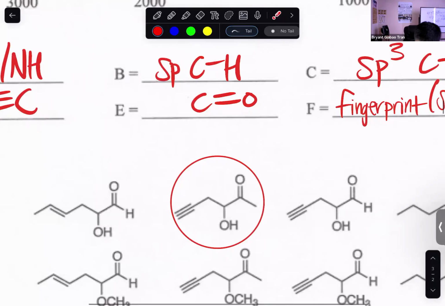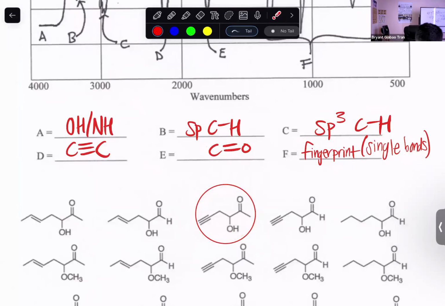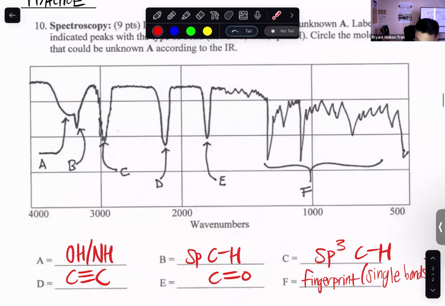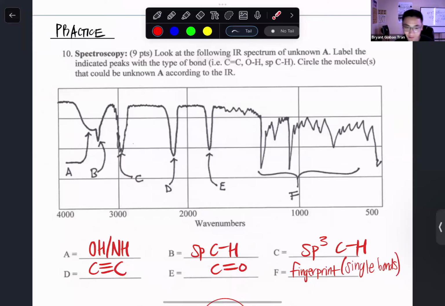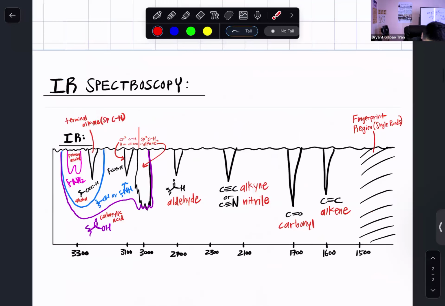So this structure here is the correct answer because we do have a C triple bond C right here, which is the alkyne. When you first do this practice, it's going to take time to refer back to the chart every single time. A right here is showing this broad peak, and that broad peak, if you look at the chart, is this broad peak in blue that I drew, which represents the alcohol or secondary amine, the NH. The more practice you do, the quicker you get with it.